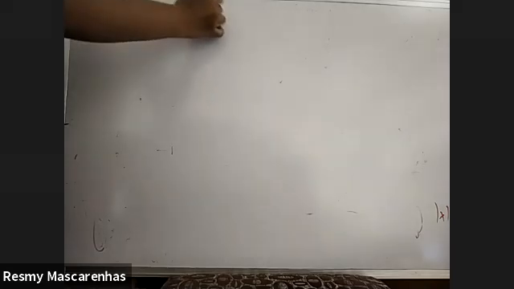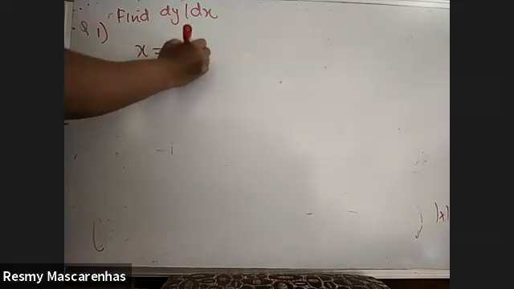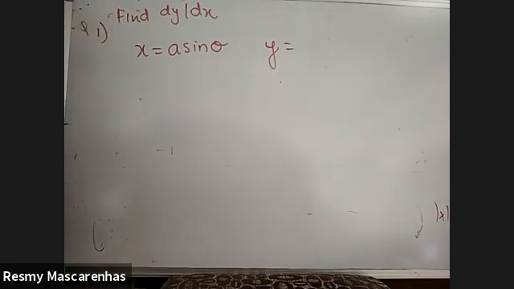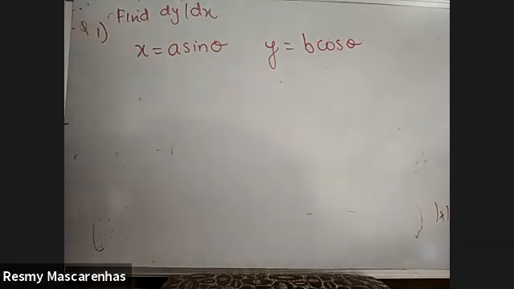So now first question. Question remains the same. Find dy by dx. So question 1 is, x is equal to a sine theta and y is equal to b cos theta. And you have to find dy by dx. Okay, x will be given to you, y will be given to you, and you have to find dy by dx. So now you know it is parametric.